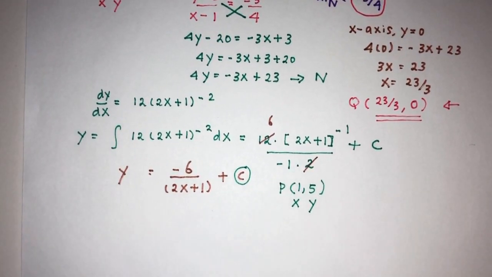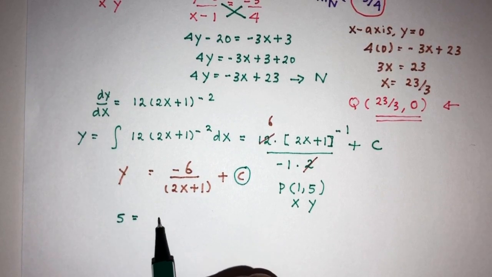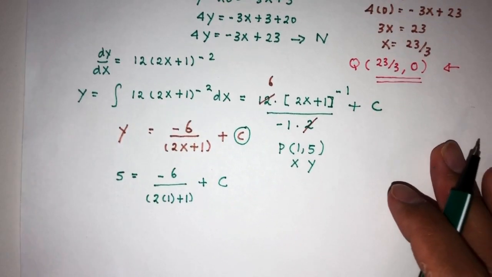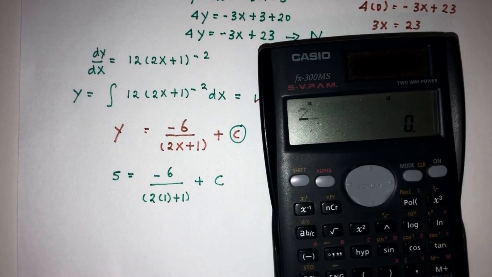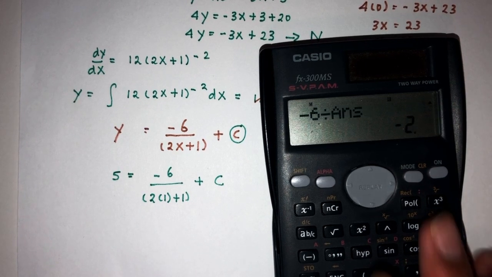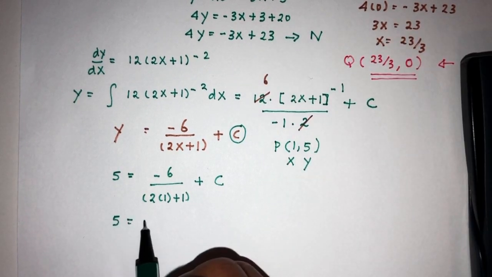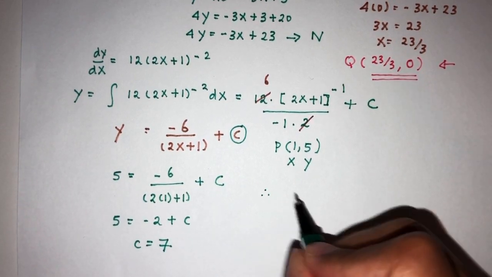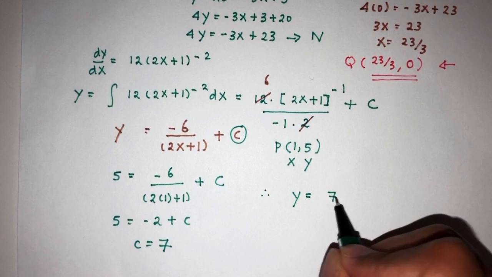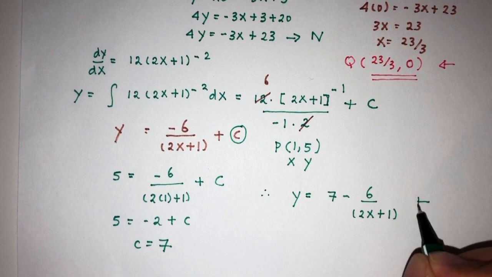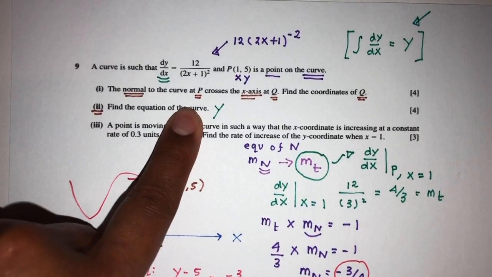Replace back in the main equation. That will be 5 is minus 6 over 2 times 1 plus 1, plus c. So 2 times 1 plus 1 is 3. Minus 6 divided by 3 will be minus 2. So 5 is minus 2 plus c. C will be 7. So finally, y is given by 7 minus 6 over 2x plus 1 as your answer for the equation of the curve. Okay, that is part 2.